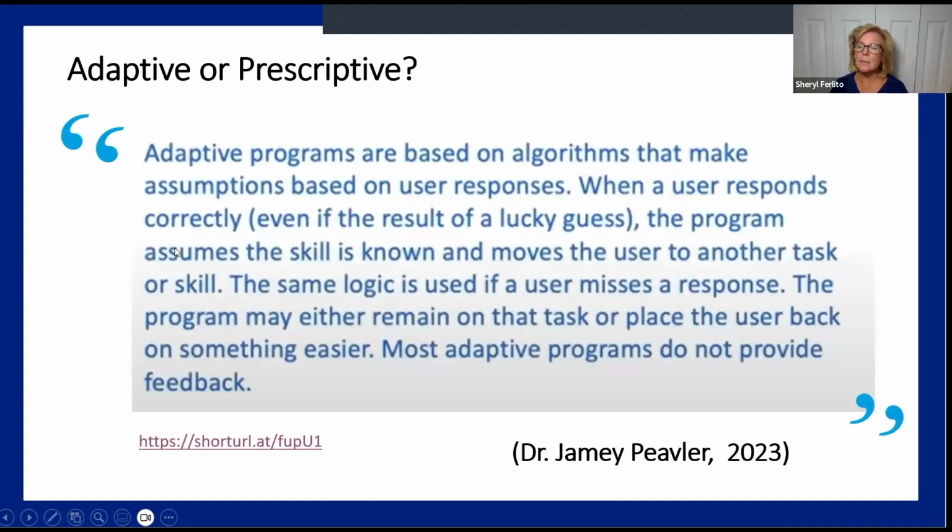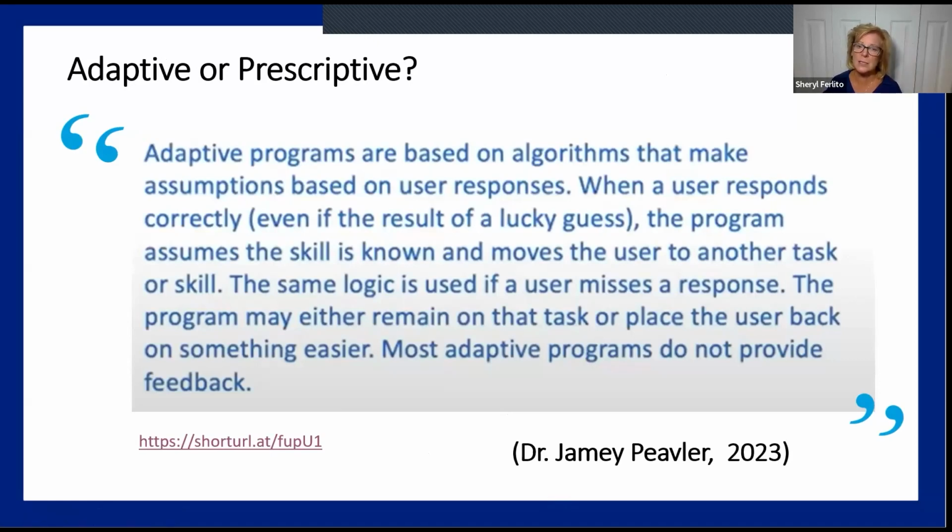So we said earlier about assessment, and Dr. Jan Hasbrook talks about assessment and how to use assessment well. I want us to think about technology in terms of adaptive or prescriptive, right? I'm going to play a short clip here from a webinar that we did with Dr. Jamie Peevler, who did her dissertation on practice.